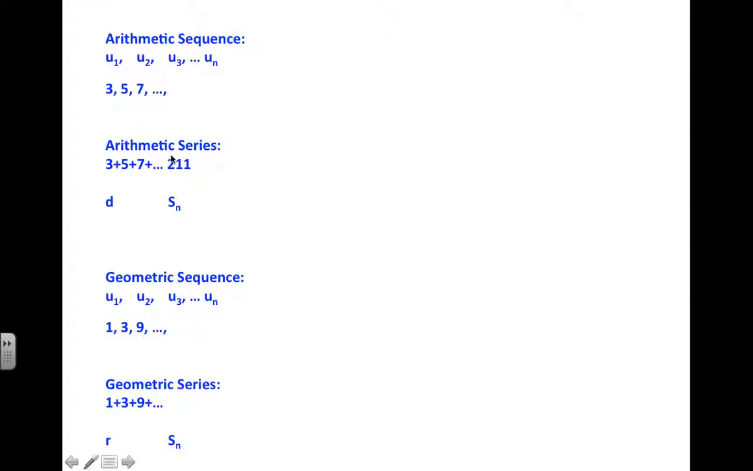Notice here, for example, you've got 211. At this point, it's not n that's 211. This isn't the 211th term. This term is 211. So at this point, you don't know what n is. You don't know which term number that is. That is something you'd have to investigate.